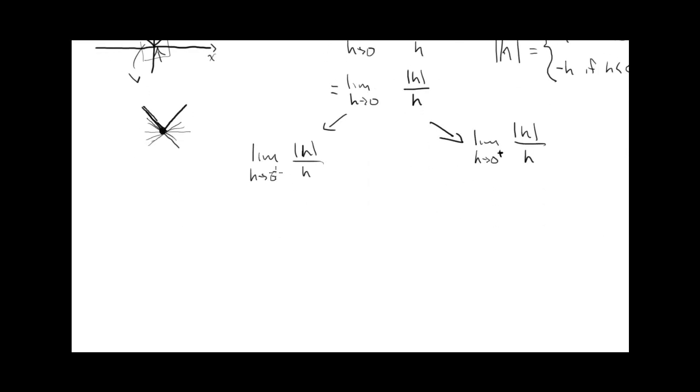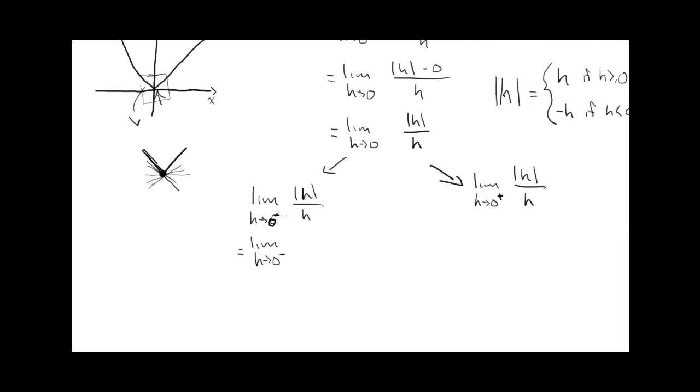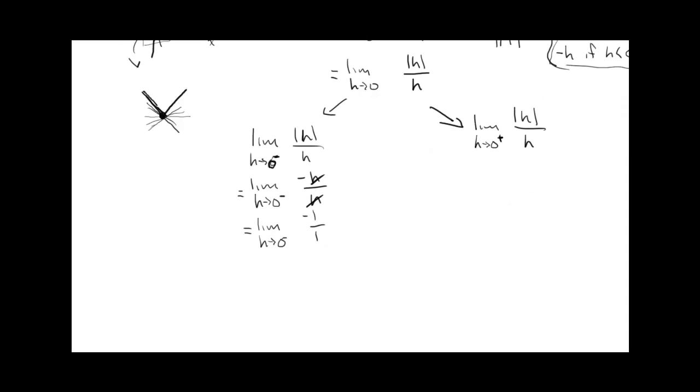So let's look at this left limit. This is the limit as h goes to 0 from the left, so numbers smaller than 0 but close to 0. Smaller than 0 would mean I'm on this piece, so it's going to be negative h over h. It's the limit as h goes to 0 from the left of negative 1, and if you let h go to 0, this would just equal negative 1.